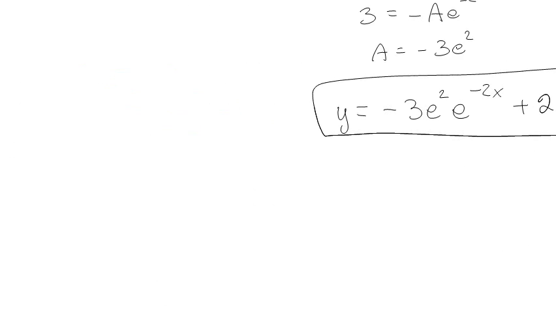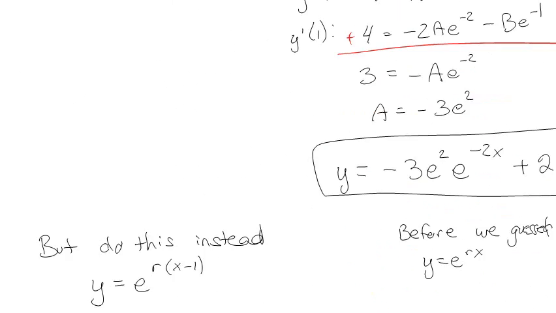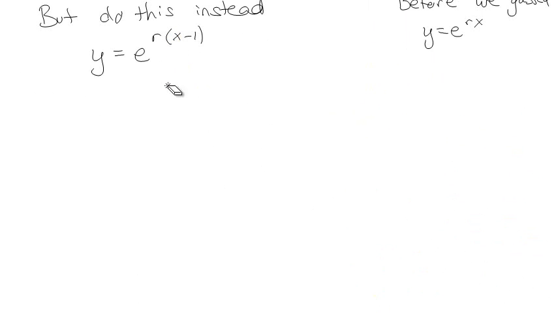Okay, so remember a long time ago, whenever we were looking at these problems, we assumed, so I'm going to say before we guessed y is equal to e to the rx. And that was fine and lovely. But what if instead we guessed y is equal to e to the r(x minus 1)? You say, well, why'd you pick 1? I picked 1 because my initial condition was at 1, and if I put in a 1, then this is going to go to 0, and the whole thing is going to go to 0, and it'll be kind of pretty.